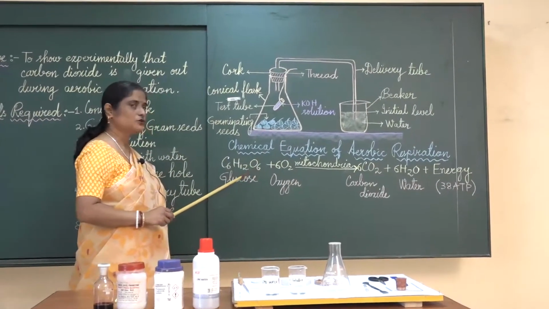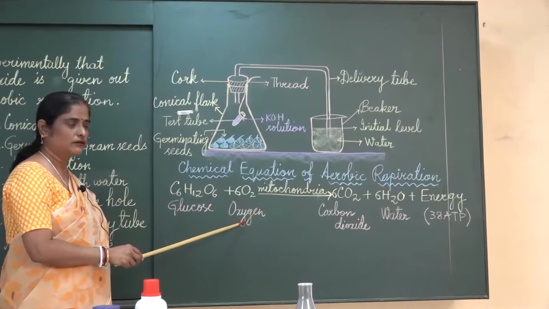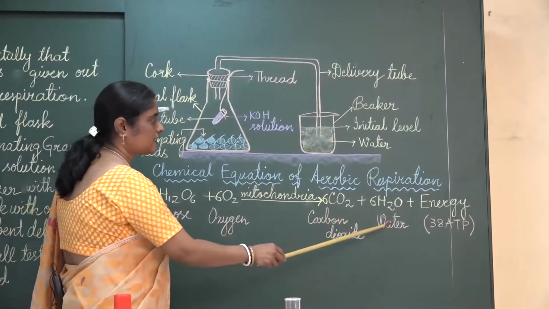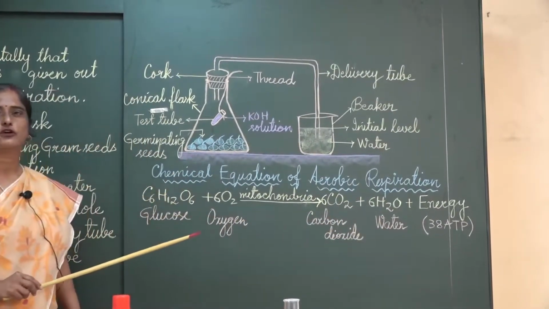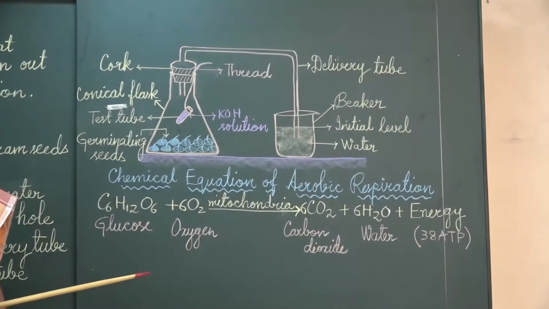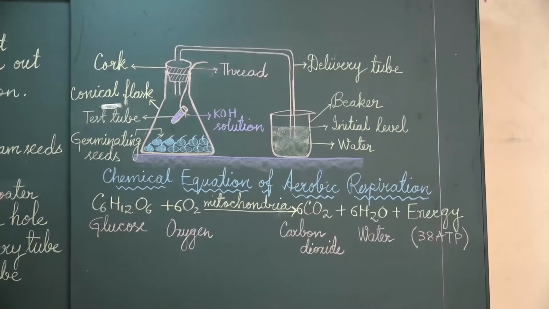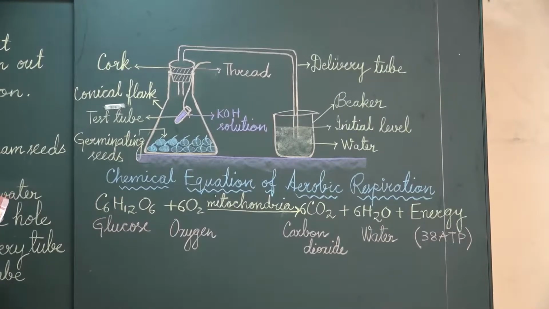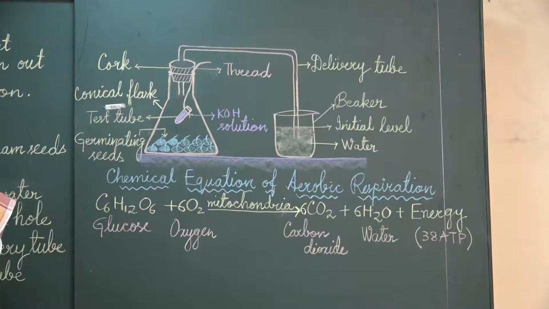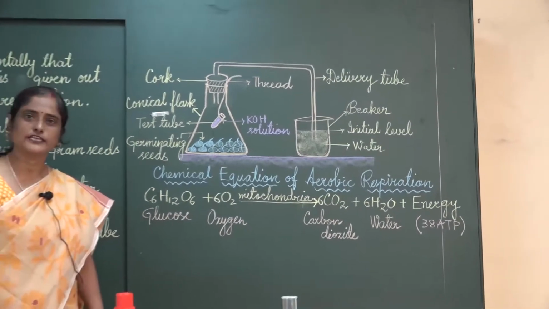In the equation you can find glucose combines with oxygen and it releases carbon dioxide and water, which is the reverse of photosynthesis. Or we can say photosynthesis is an anabolic process and respiration is a catabolic process, right. So, how do we proceed with the experiment?